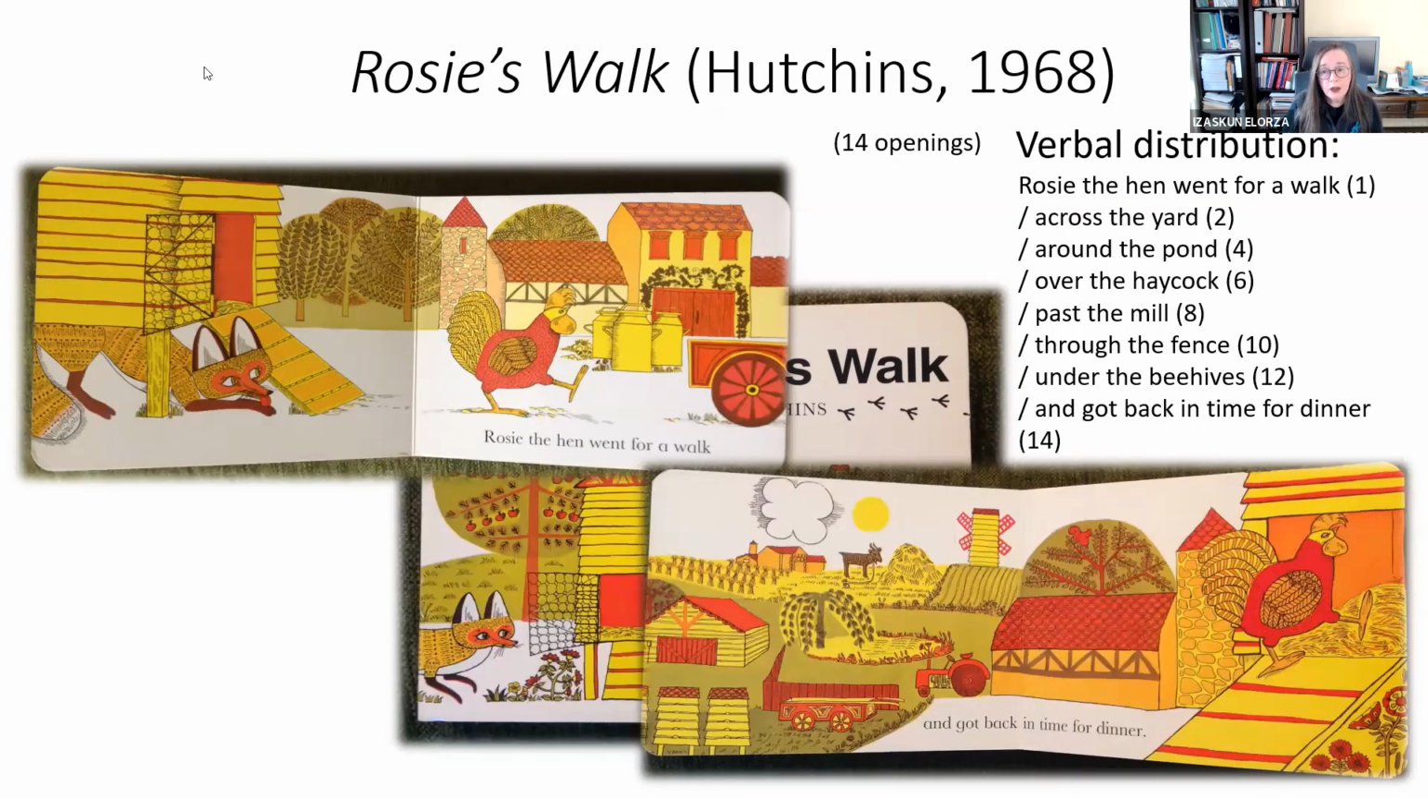If we look at this in terms of verbal distribution, or the distribution of the verbal material, as I said, the greatest load of verbal information goes to the circumstantial location. And this is what we are going to find scattered along the whole story. We are going to look into the final openings.